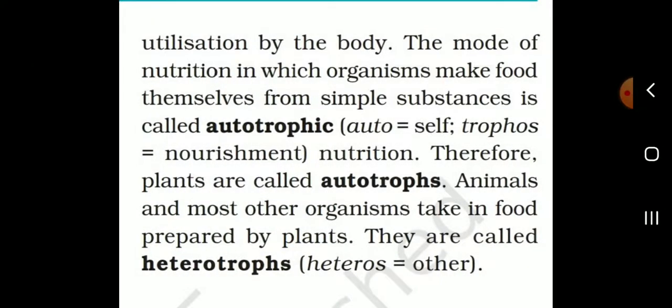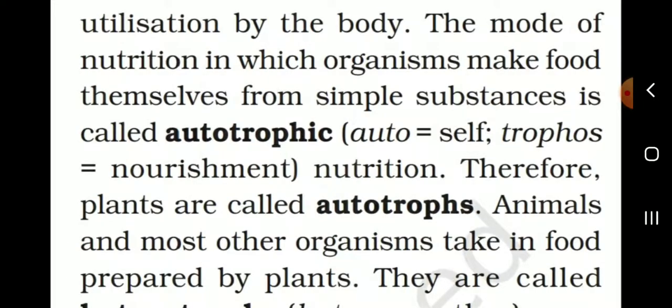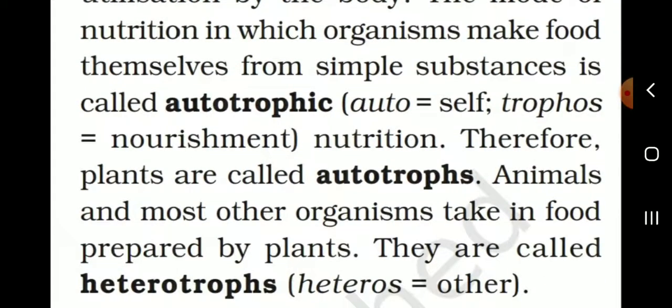Utilization by the body. The mode of nutrition in which organisms make food themselves from simple substances is called autotrophic. Define autotrophic. What is autotrophic? Auto means self, troph means nourishment. That is autotrophic nutrition.